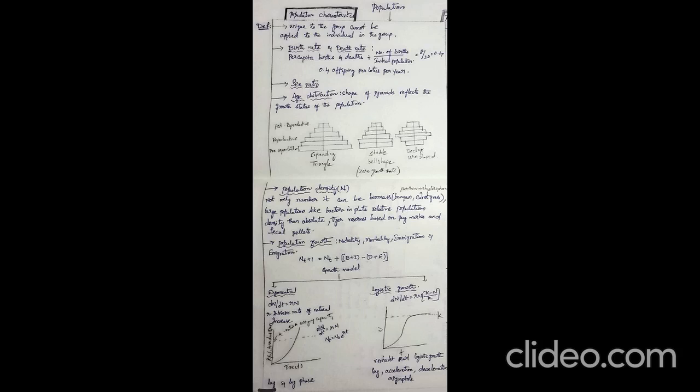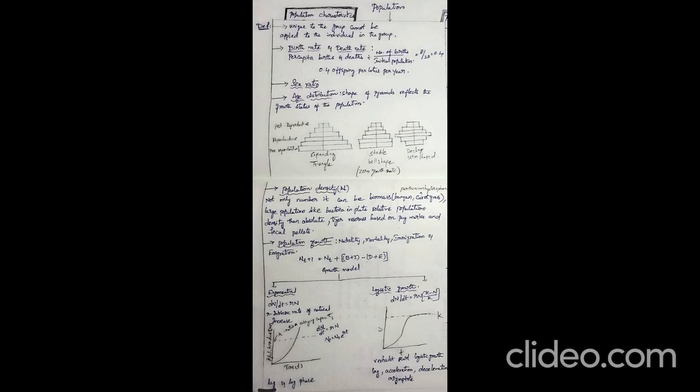And next is population growth. Population growth, how will you calculate? It's a very simple logic. Natality, mortality, immigration and emigration. As per NCERT, which is given in detail: natality, mortality, immigration and emigration. So birth rate, death rate, immigration is what is coming into the population, and emigration is going out of the population.